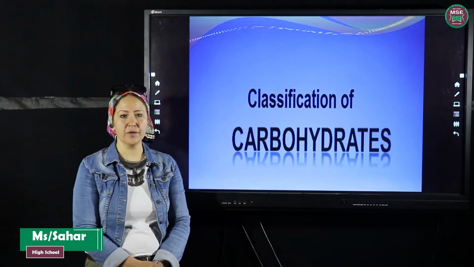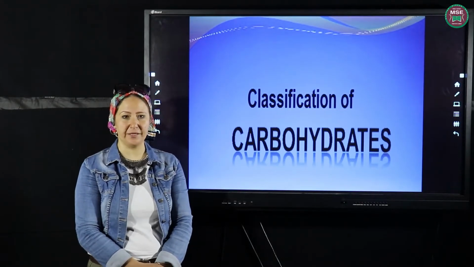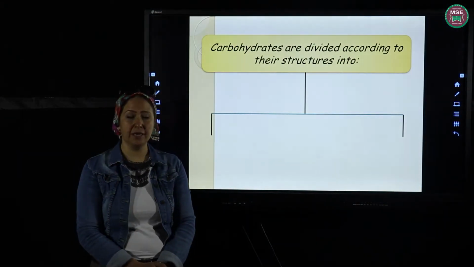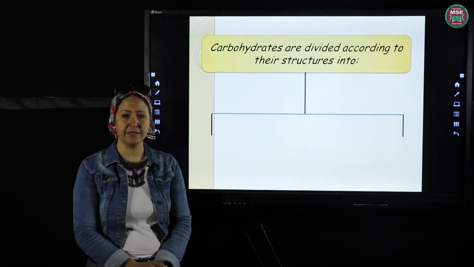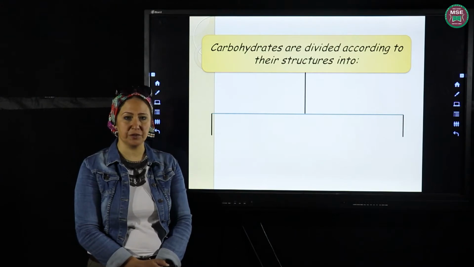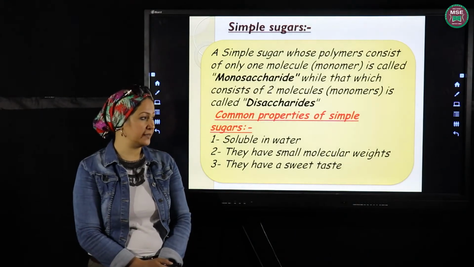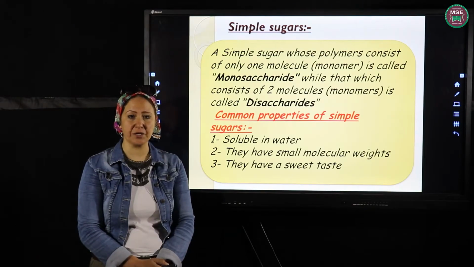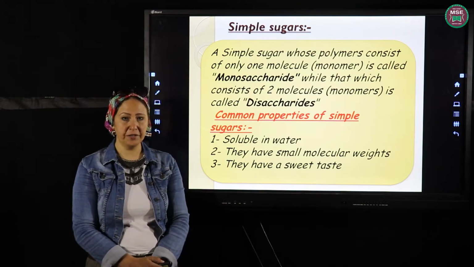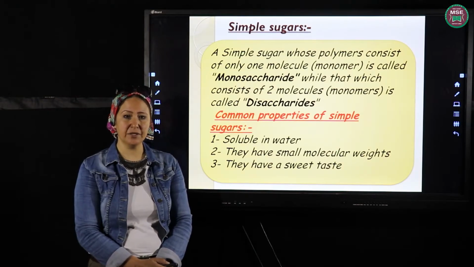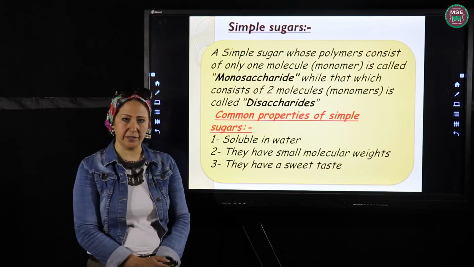Today we are going to talk about the classification of carbohydrates. Okay? We are going to classify the carbohydrates into two major groups, simple sugar and complex sugar. What is the difference between simple sugar and complex sugar? First of all, you have to know that each polymer consists of monomers inside.